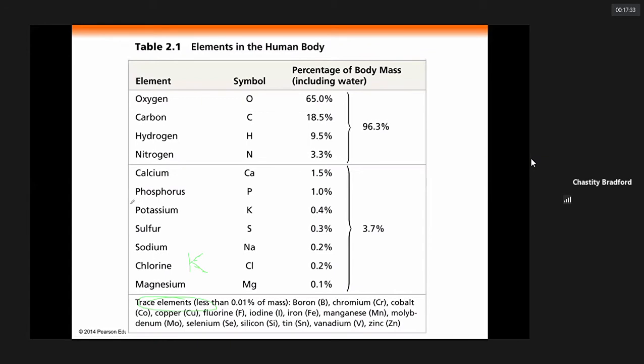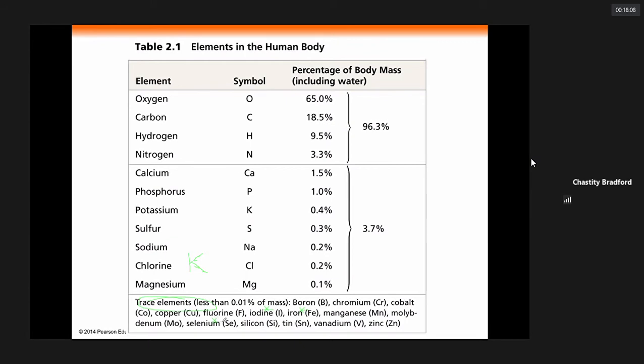There's a small percent that you see here with the other elements within our body. But then we have trace elements like boron, chromium, cobalt, copper, fluorine, iodine, iron, magnesium, molybdenum, selenium, silicon, tin, vanadium, and zinc. I'm going to put an asterisk by iodine. Talk about iron a little bit, and selenium.